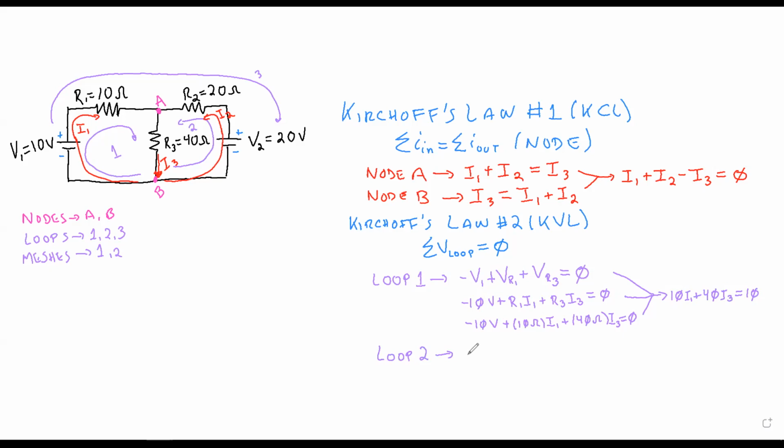Well, we can't yet because we don't have enough equations. We've got 3 variables: I1, I2, and I3. Up to this point, we only have 2 equations. We need at least 1 more equation to be able to do that.